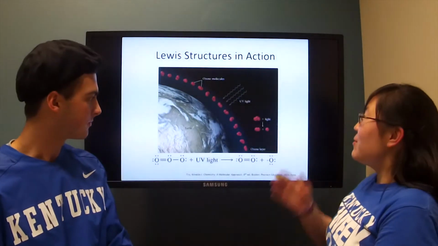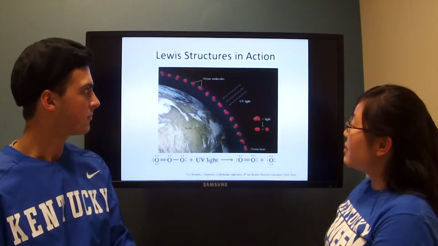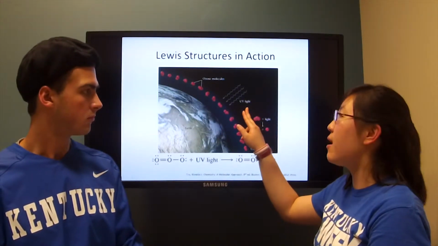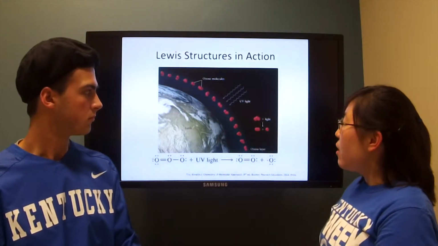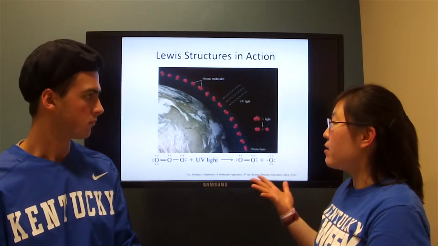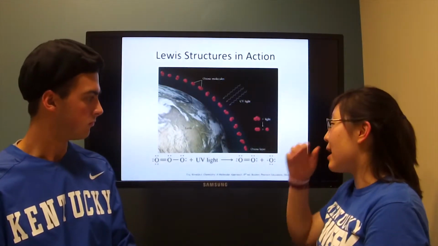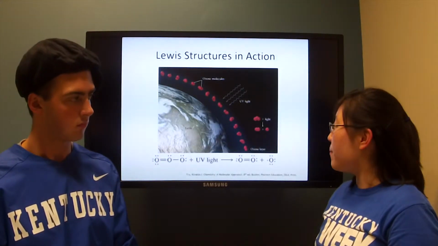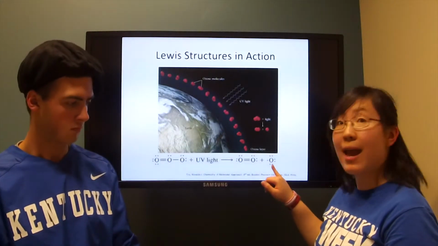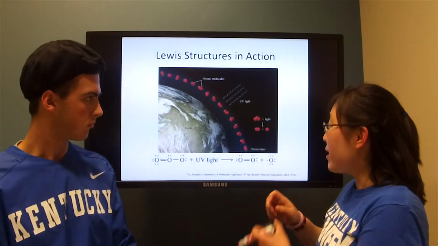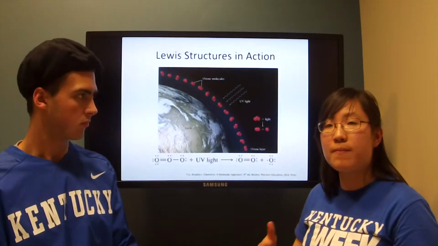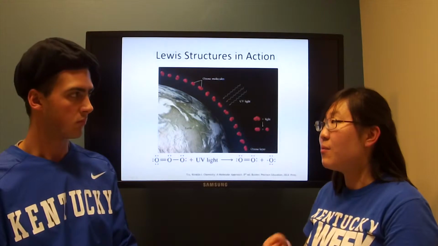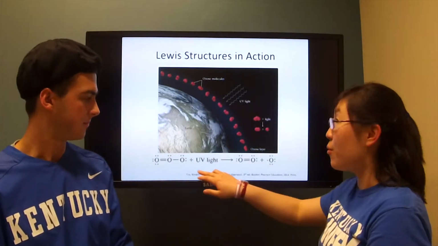All right, so Lewis structures in action. As you can see in this diagram, we have the ozone molecules in the atmosphere and incoming ultraviolet light here. What happens when this ultraviolet light comes in contact with the ozone molecules is that the ozone molecules actually break apart, because their bonds are weaker, into O2 and an oxygen atom. That breaking apart helps to absorb the photon's energy, because the wavelength of the photon is just the right wavelength to be absorbed by O3.